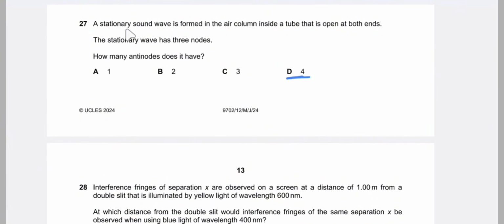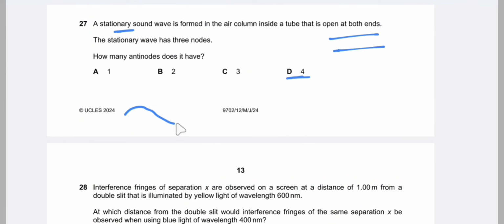Question number 27. A stationary sound wave is formed in the air column inside a tube that is open at both the ends. So let's suppose this is our tube and the tube is open at both the ends. The stationary wave has 3 nodes. So a stationary wave is produced and the stationary wave has 3 nodes.